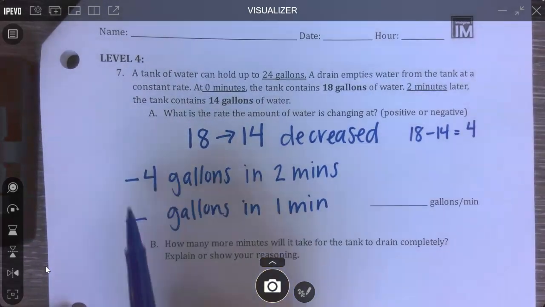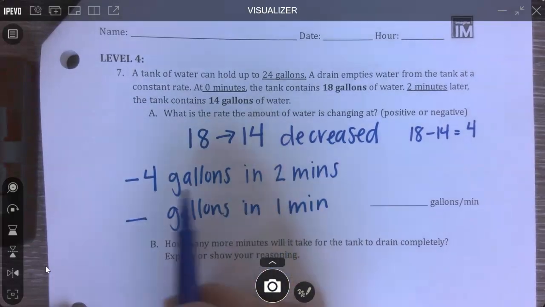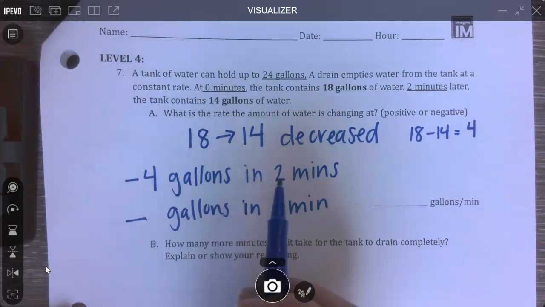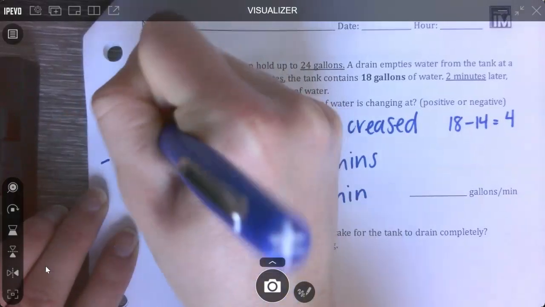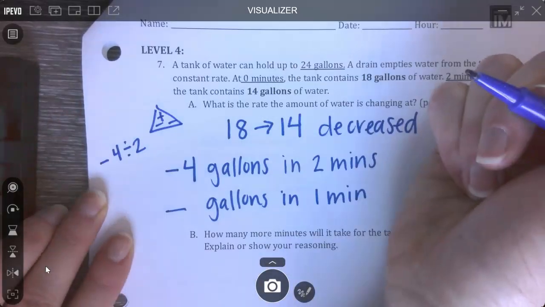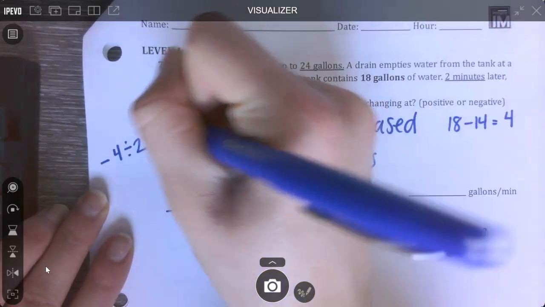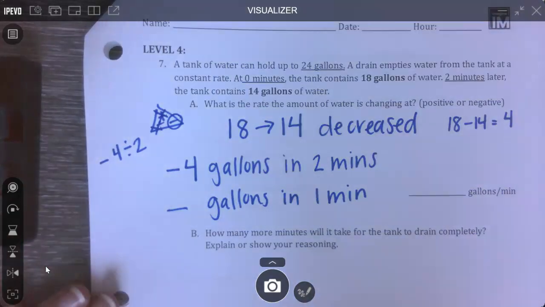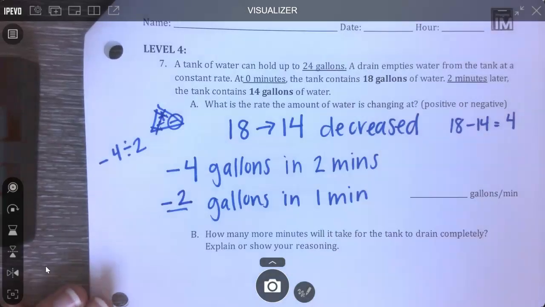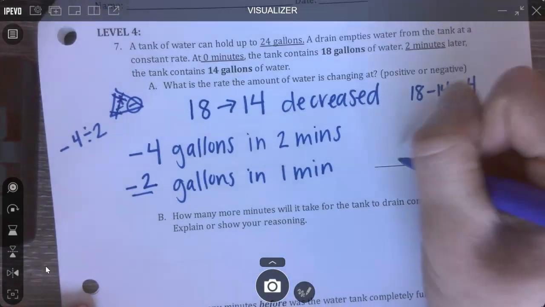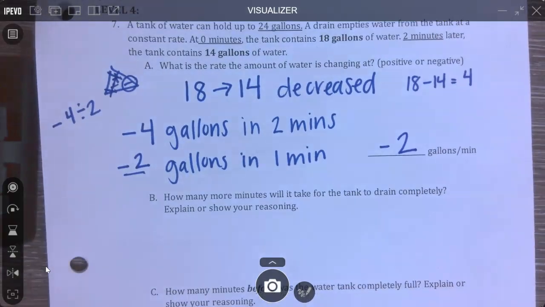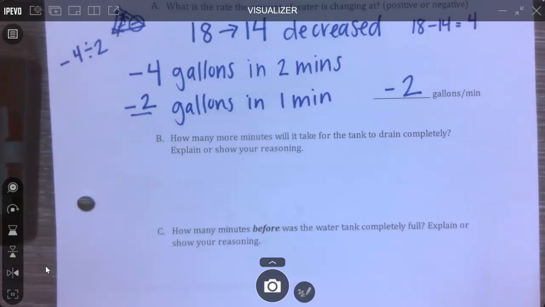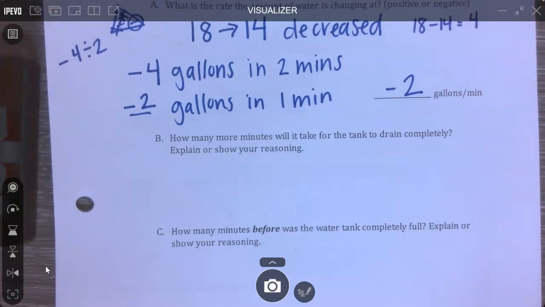You can also think about it as negative 4 divided by 2 to find the unit rate. If I do that, negative 4 divided by 2, use my triangle. I see a negative, I see a positive, my answer is negative. So it's a negative 2 gallons in 1 minute. That's my rate. All right, how many more minutes will it take for the tank to completely drain? Explain or show your reasoning.